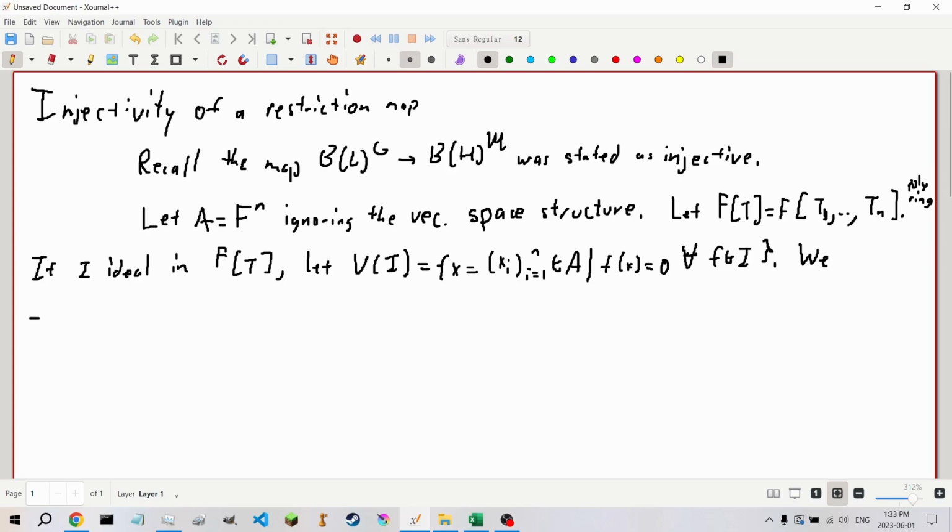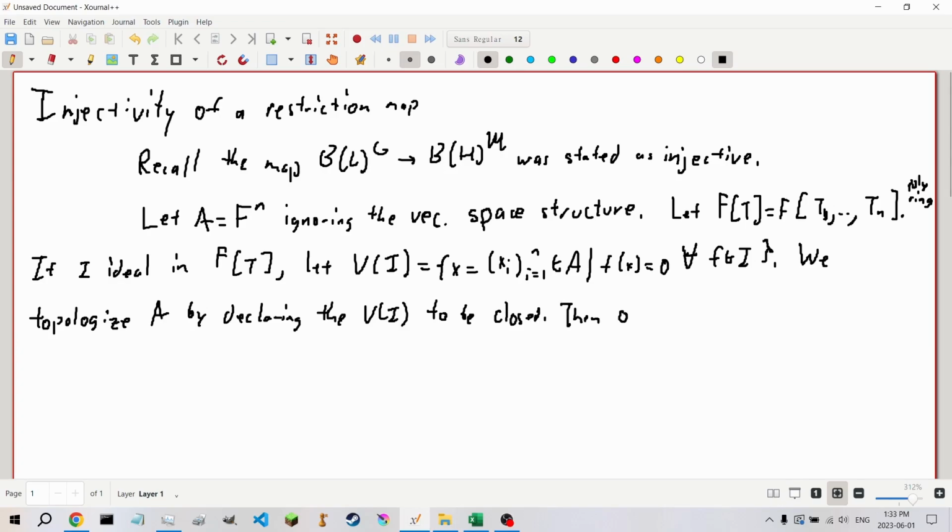We topologize A by declaring the sets V(I) to be closed. Then obviously the empty set is given by every polynomial, I believe, and everything is given by the empty ideal, so these are closed.